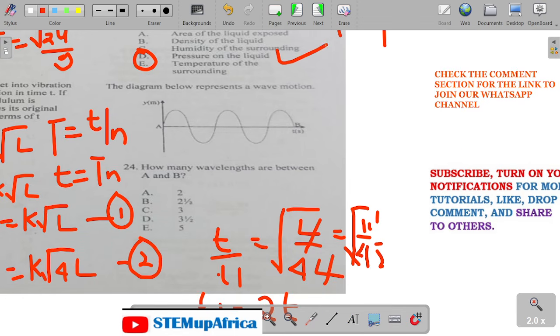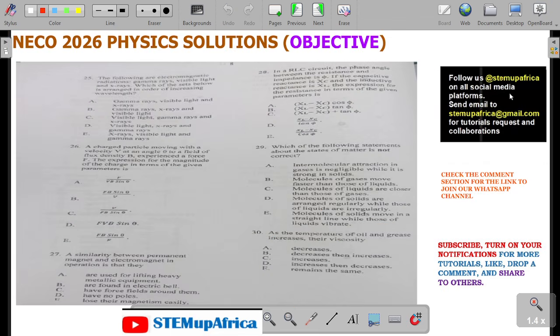Then number 24. See how many wavelengths there are between this and this. Here we have one wave, here is one, here we have 2.5 oscillations. The number of oscillations: from here to here is 1 oscillation, here to here is another oscillation, here is 2.5 oscillations. Then wavelength: from here to here is 1 wavelength, from here to here is another wavelength. So we go with 2 wavelengths. Let's see 25.